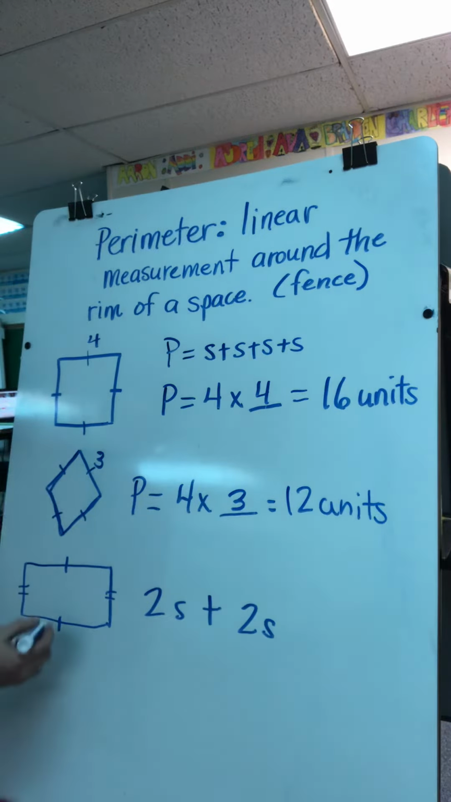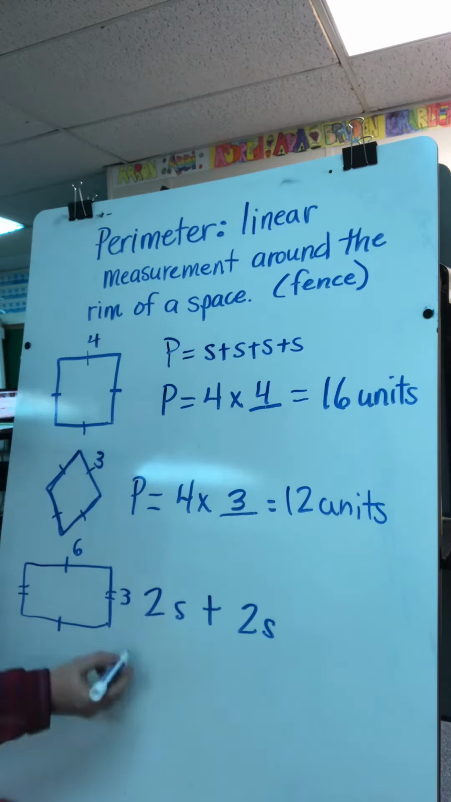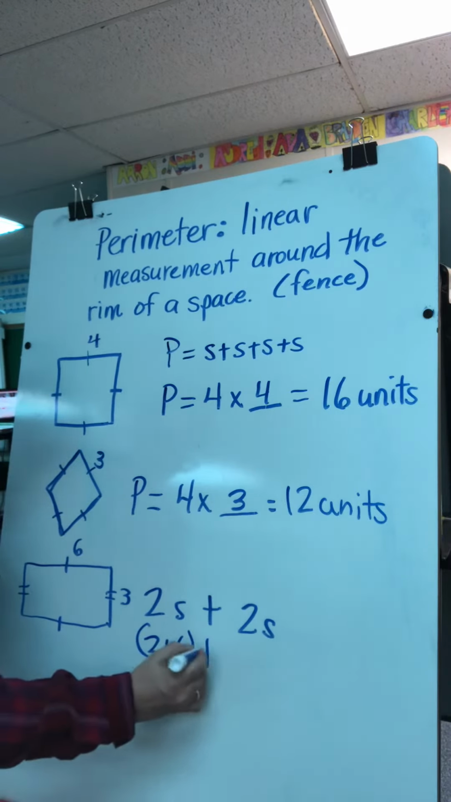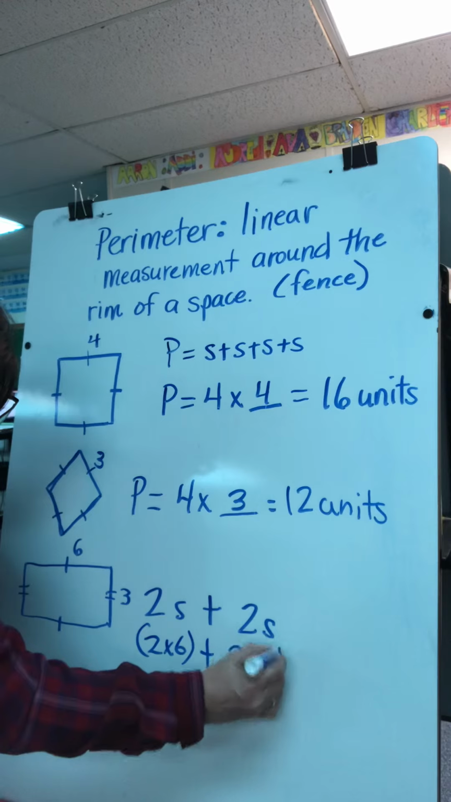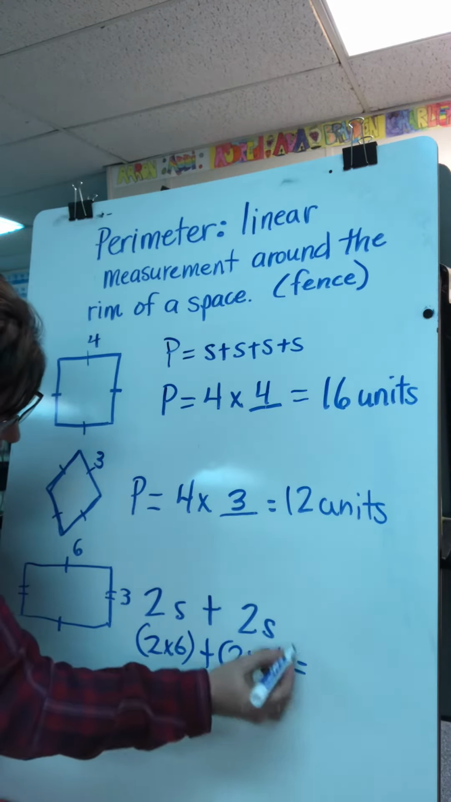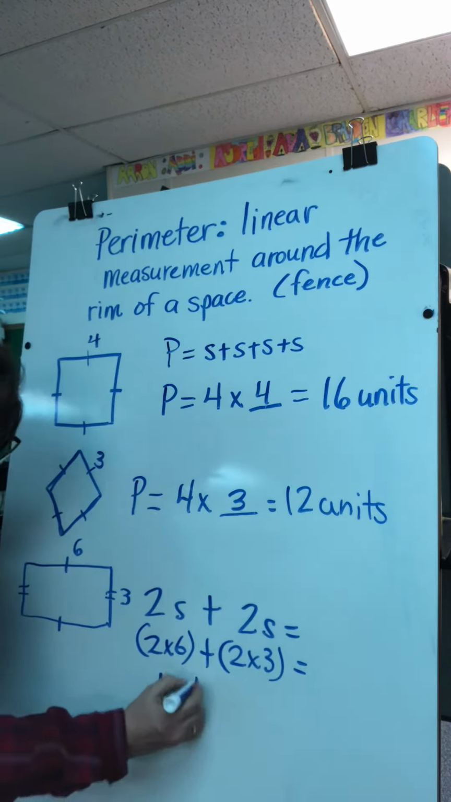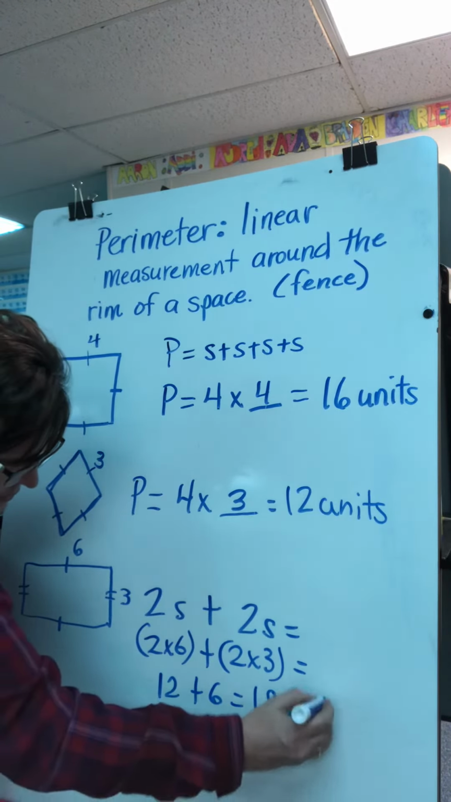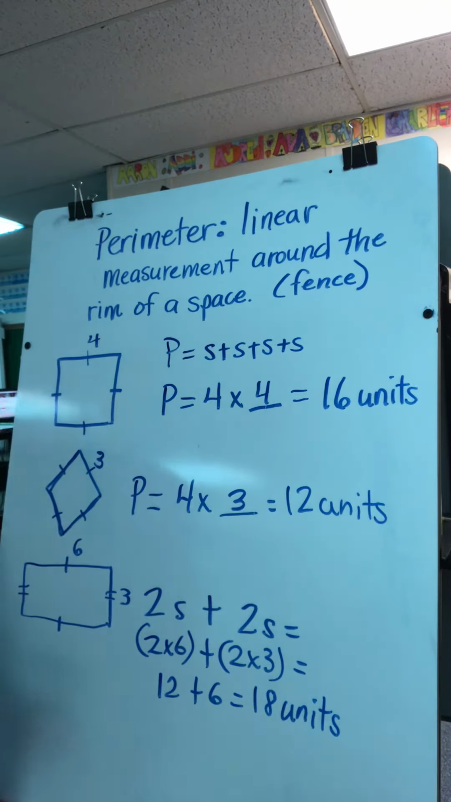And then on our rectangle, if this side is 6 and this side is 3, then we'd have 2 times 6 plus 2 times 3, which would in turn be 12 plus 6 equals 18 units. So again, we're tying in what we know about the attributes of different shapes that we've been talking about, and we are tying them into how to solve perimeter in a more efficient way.